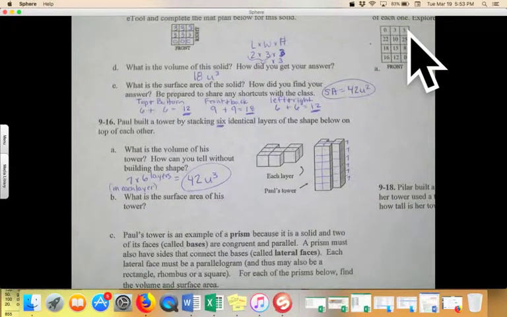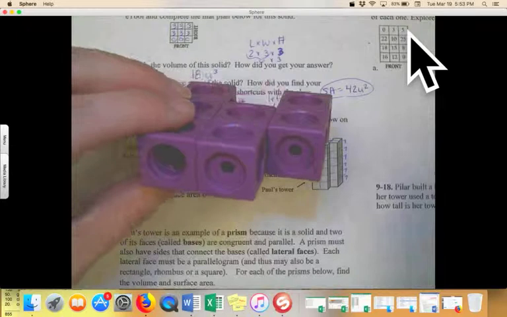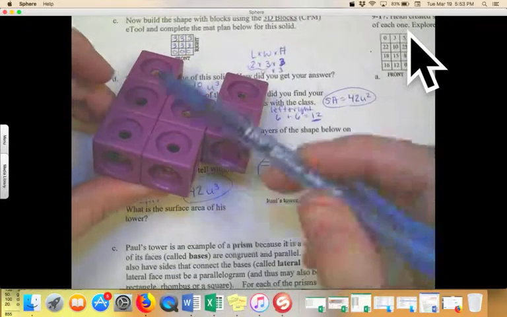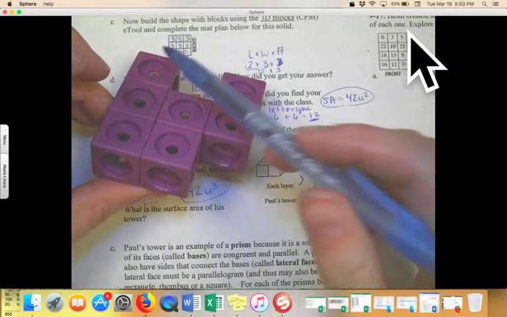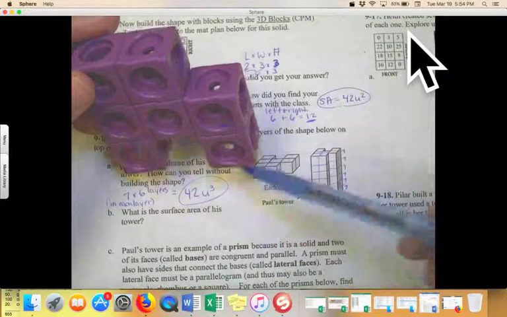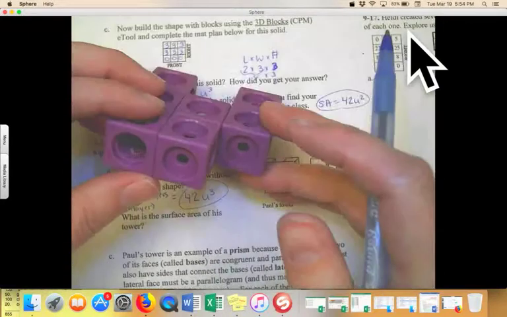The surface area is going to be a little bit trickier because for this structure, we have a hidden side. What I mean, or we have a couple of hidden spaces. What I mean by that, here's a layer of Paul's tower, by the way. We can see the top and the bottom are pretty straightforward. 1, 2, 3, 4, 5, 6, 7. Okay, and on the bottom, 1, 2, 3, 4, 5, 6, 7. Where it gets kind of sticky is the front and the back.